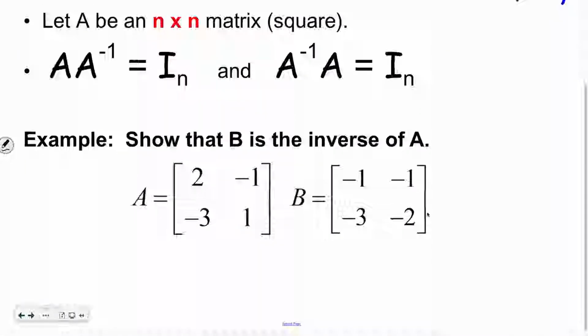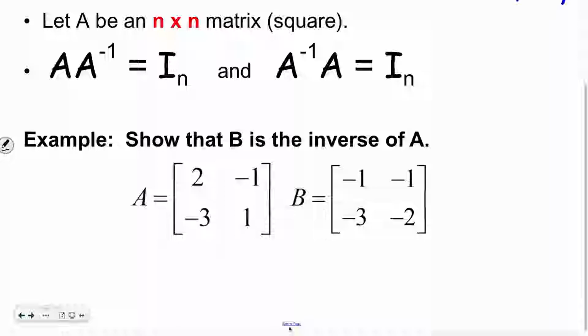Okay, so let's show that matrix B is the inverse of matrix A. Matrix A is 2, -1, and -3, 1. And matrix B is -1, -1, and -3, -2. Knowing what we know so far about inverse matrices, how could we show that they are inverses? Yeah, we don't know a lot, right? We just know that if we multiply them together, they should equal the identity matrix, the one with the 1s and the 0s in it.